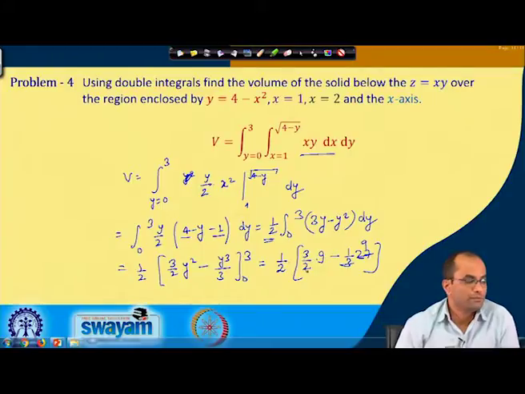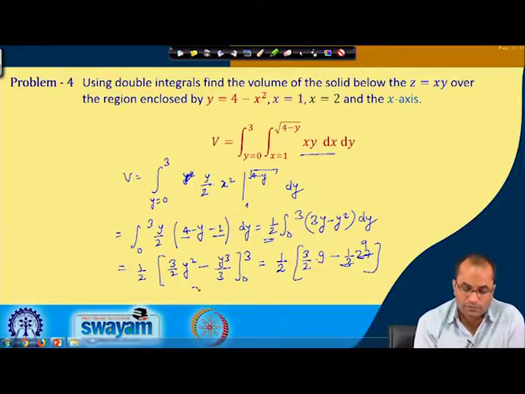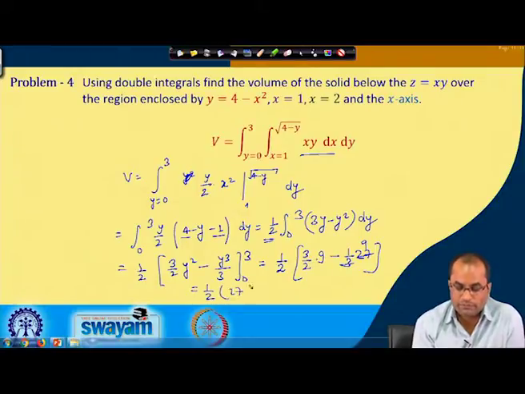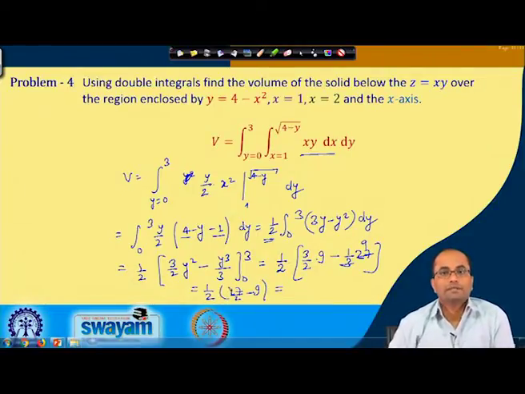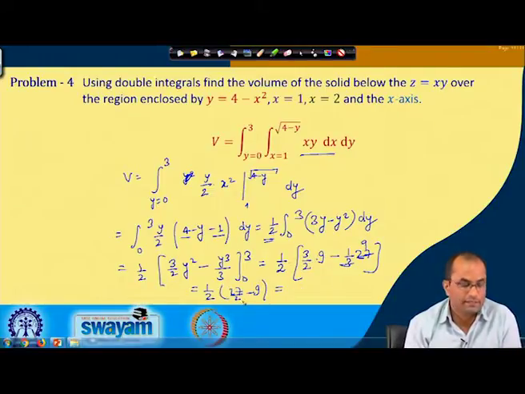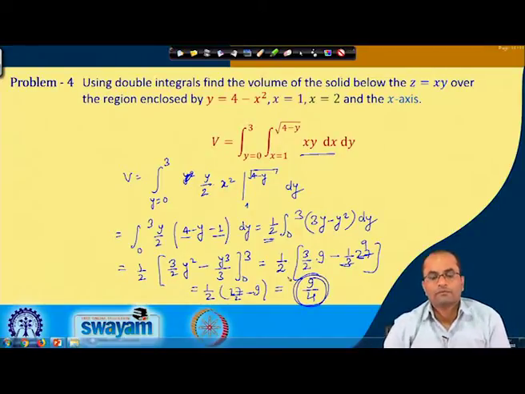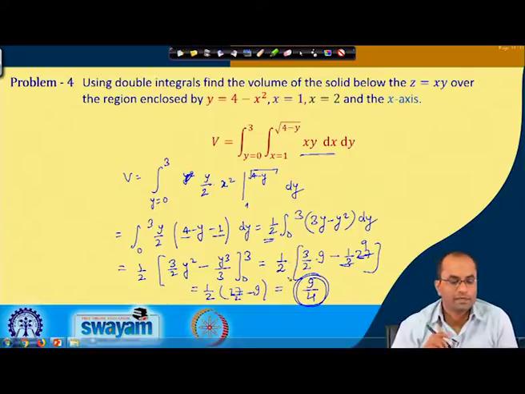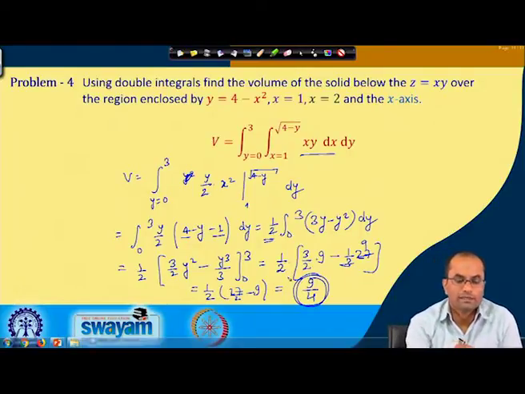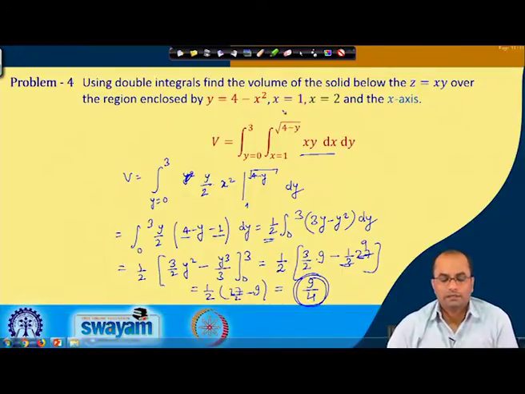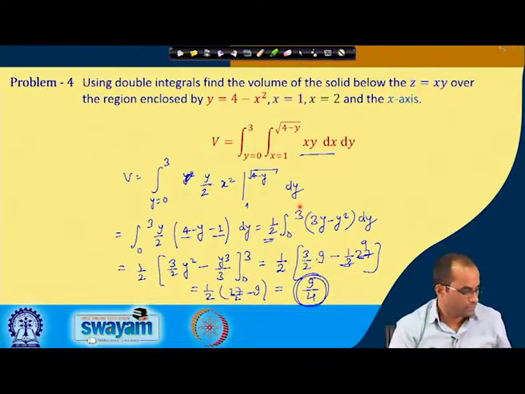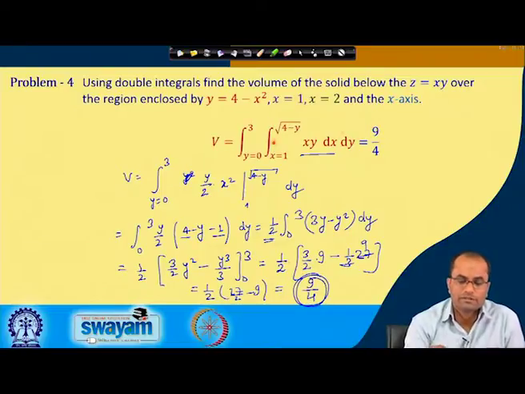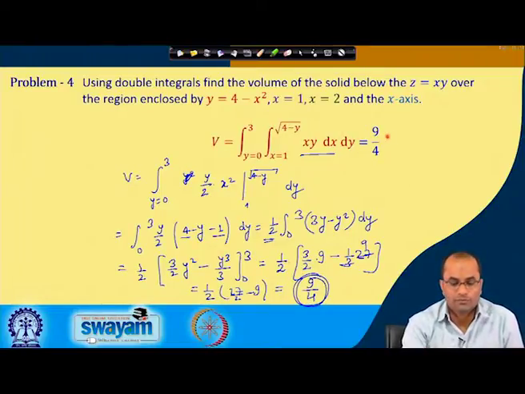So, here 27 by 2 and then minus 9. So, this is 1/2 of 27/2 minus 9, which is 18, and then we have 27 there. So, we get 9, and this is divided by 4. So, we get the value 9/4 for this volume, which is below the surface z equals xy and above the region enclosed by the parabola and these 3 lines. So, that is the answer of this integral, 9/4.